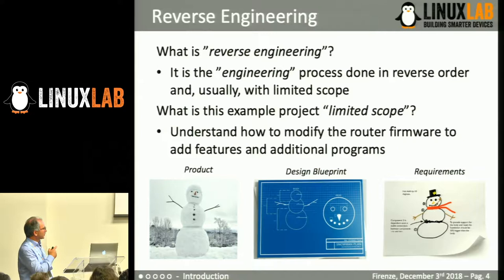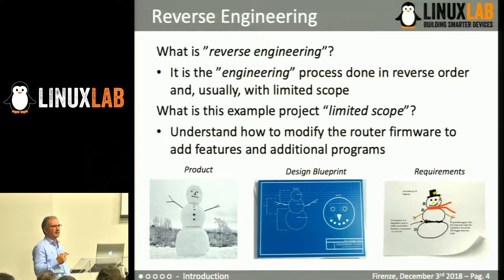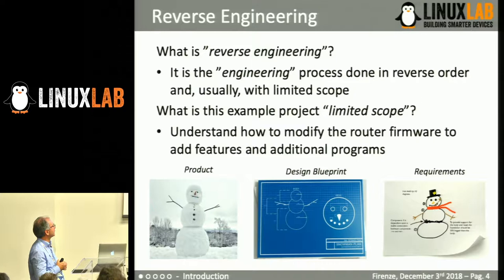But a really important concept is that usually we are not interested in all the details of the product, but only in a part of it. For example, in the home router example, I was only interested in modifying the router firmware to add some missing features. You can also be interested in other aspects. For example, if you have an IoT device controlling a production machine and you want to replace that device to do something more, maybe you are interested in reverse engineering the protocol used to exchange information between the controlling device and the production machine.